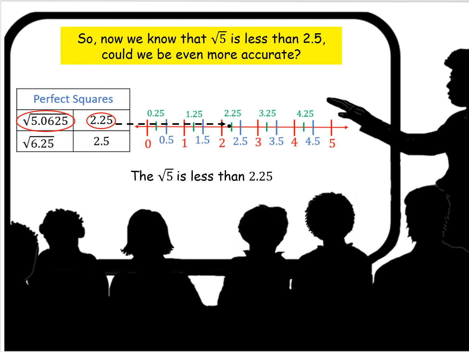Again, look at the numbers underneath the square root symbol and compare them. Is 5 greater than or less than 5.0625? Well, 5 is actually less than that. So now we know that the square root of 5 is going to fall between 2 and 2.25, so it's less than 2.25.